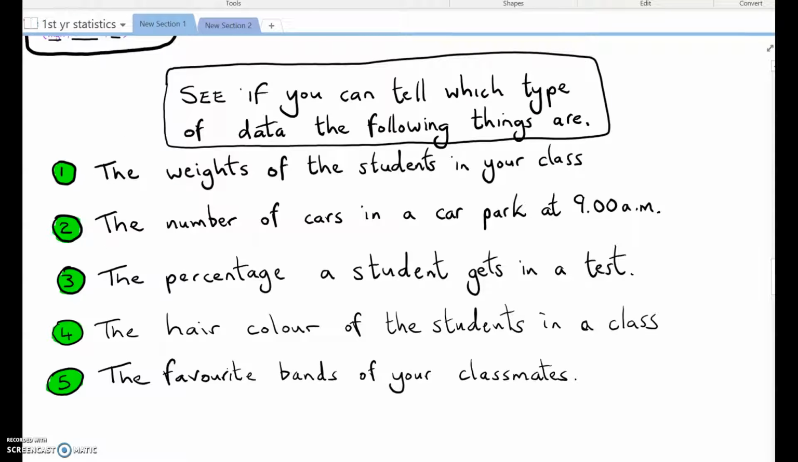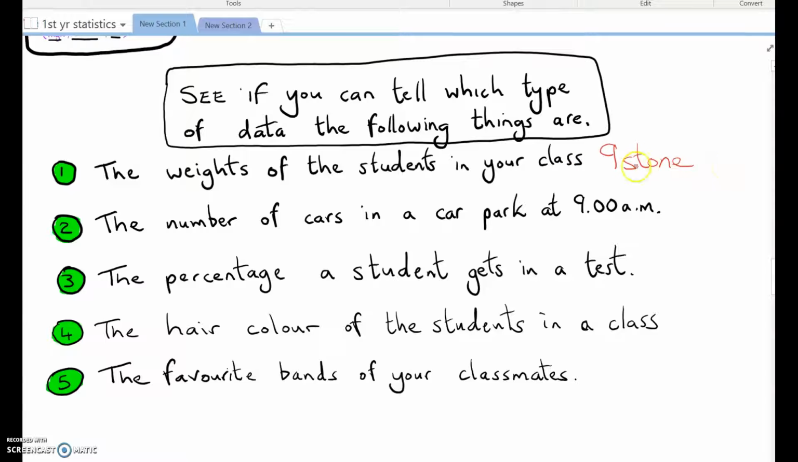I'm going to do the first one with you. So number 1, the weights of the students in your class. Now think about that for a second. Some people are really, really skinny, and some people are a little bit heavier. So you can't tell me for certain that there is a definite weight of students in your class. You couldn't say, oh, everyone is 9 stone, because everyone isn't 9 stone. Some people are lighter than that. Some people are heavier than that.